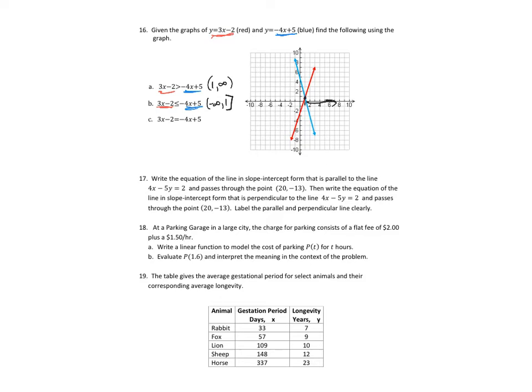And then again, on part C, I want to find where the red graph is equal to the blue graph. That's going to happen at the intersection. There's only one point where they intersect, and that is at x equals 1.